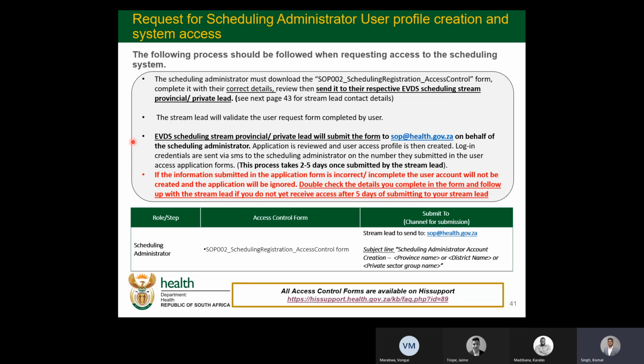If the information submitted in the application form is incorrect or incomplete, the user account will not be created and the application will be ignored. Please double check the details you complete in the form and follow up with the stream lead if you have not received access after 5 days of submitting to your stream lead. Okay, so this table in the bottom explains to you a bit more. This is the role. So the role will be a scheduling administrator as a user. The access control form that you will have to fill in is the SOP 002 scheduling registration access control form and submit to, so this will be the channel for submission.